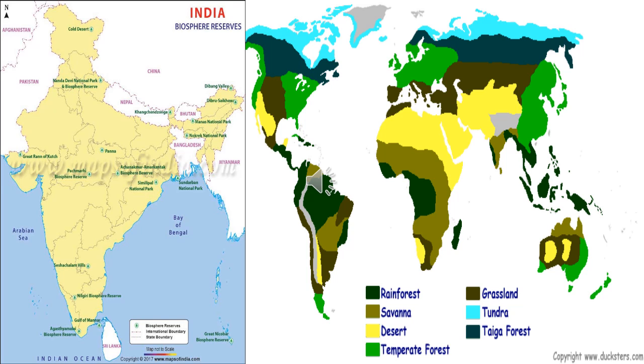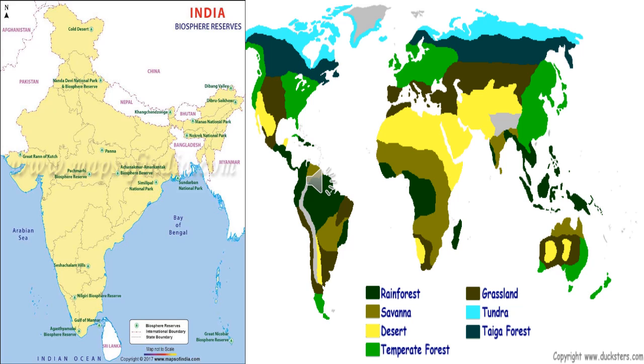Okay, students, today we discussed biomes. What is meant by a biome? It is a geographically extensive ecosystem where all flora and fauna are found collectively. Biomes are classified into two categories: terrestrial biome and aquatic biome. This map shows the terrestrial biomes of the world: tropical forest, tropical savanna, desert, grassland, and tundra biome.